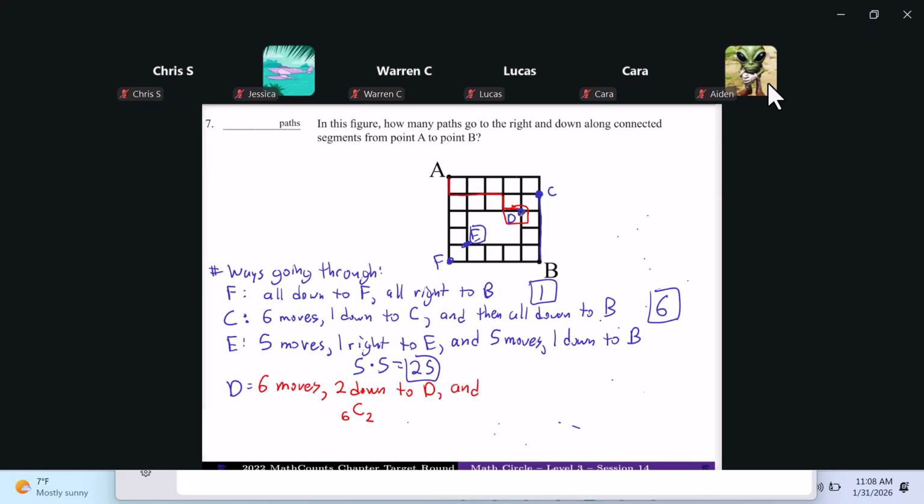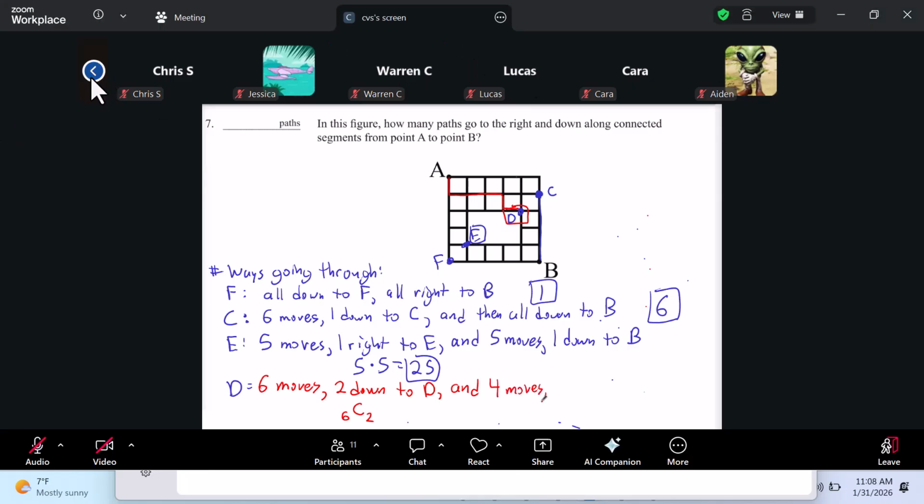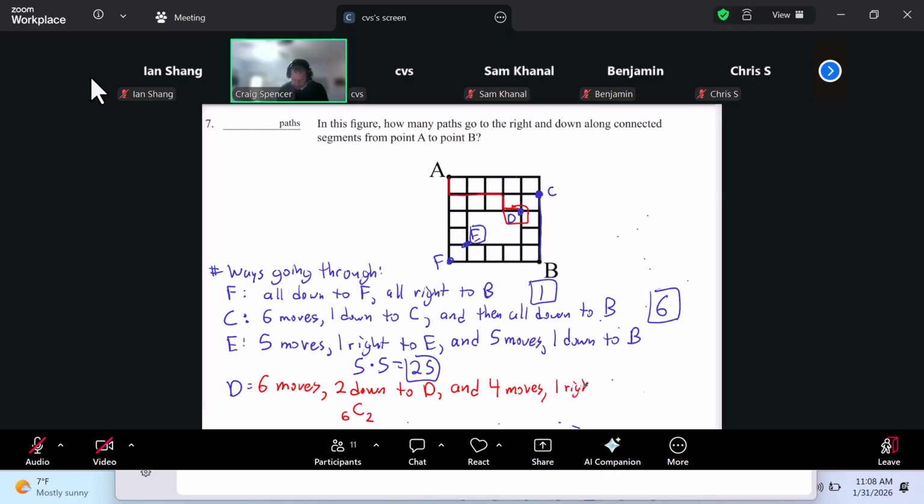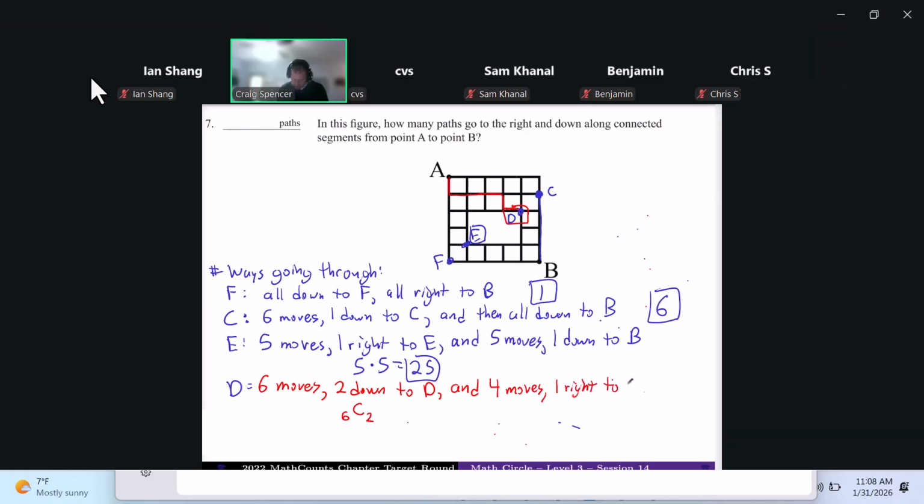So once I'm at D, I go from D to B, and any one of them can be right. There are 4 moves, 1 right to B.